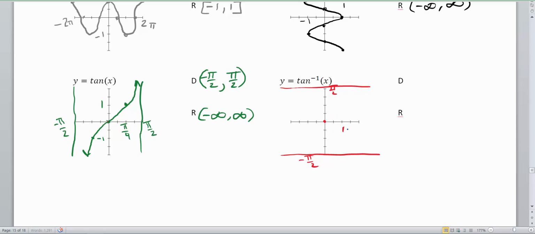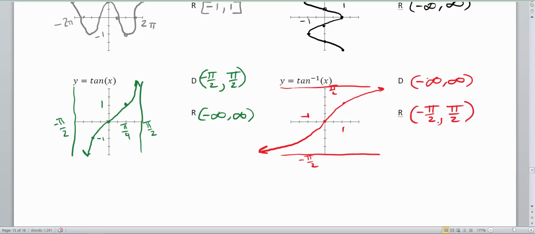Now, if this is 1, then this is going to be the dot here, and this is going to curve in this direction, like so. And this is going to be -1, so 2 tick marks away at -π/4. We're going to be here, and this is going to curve like this. All right, so now my domain is going to be all real numbers, because you can see that this is going to go forever and ever in both directions. But the range is now restricted between -π/2 and π/2 exclusively. We're not actually going to have those in there.